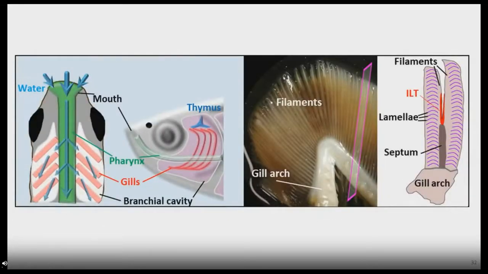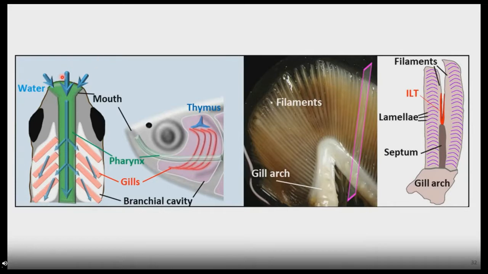But my main area of interest is the branchial cavity. If you look at the fish from the back, you would see the pharynx in green, for example, in the middle, and the branchial cavity would make two cavities on each side. And then you would have 4 pairs of gill arches.